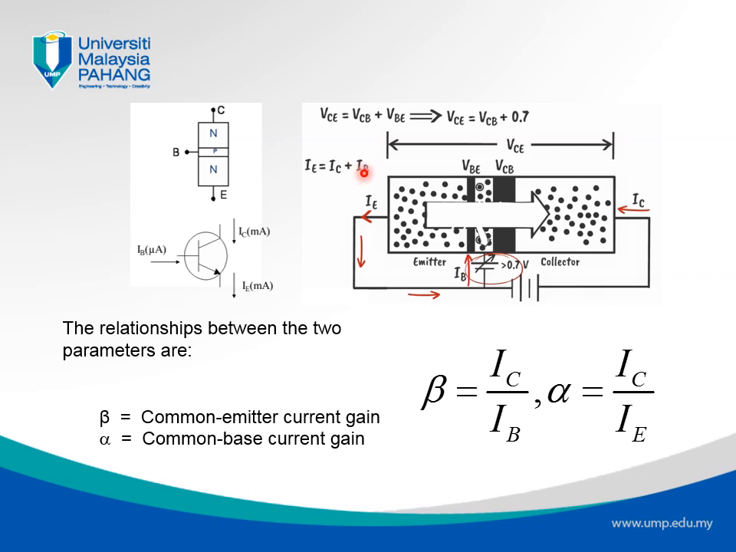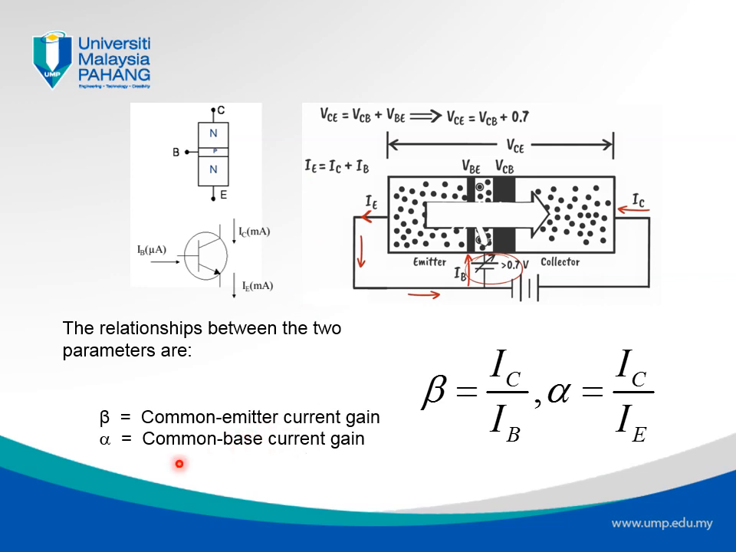Basically, IB is very small, right? But it can produce a very large IC and a very large IE. So that's why a transistor doesn't only act as a switch, it can also act as an amplifier. Just by applying a very small amount of current, it can allow a circulation of a huge amount of current. So what is the relation between IB with IE and IC?